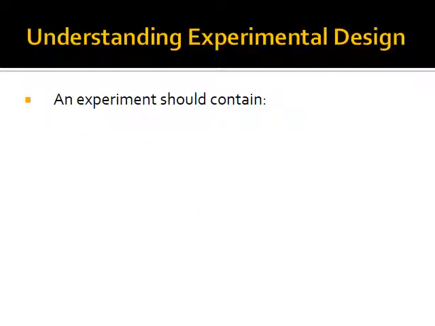Okay, let's review a couple components to a well-designed experiment. First question. An experiment should contain control and experimental groups. Why? Take this time to jot down a couple reasons why an experiment would need a control and experimental group.